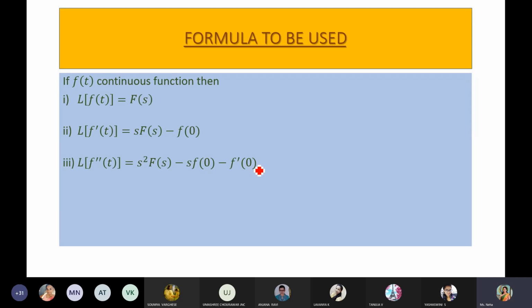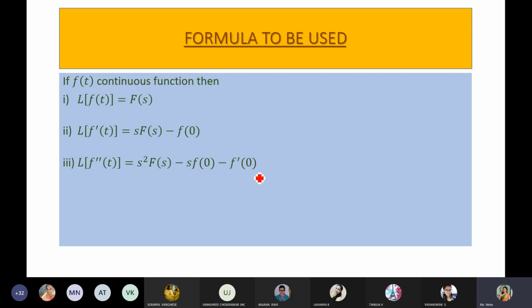Most of the time it will be a second order differential equation only. So either of these formulas you are going to use. So this you have to remember. If you have double dash, you will write s square F of s minus s f of 0, which is the same as y of 0, minus f dash of 0, which is y dash of 0.